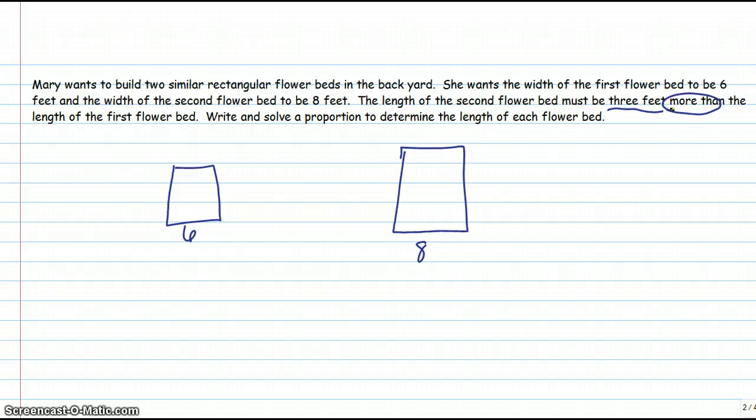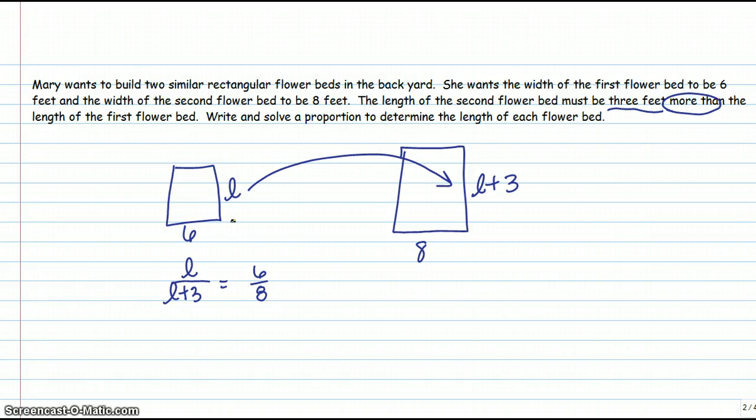Write and solve a proportion to determine the length of each flower bed. Well, I don't know the length of the first flower bed, so let's let that be L. But the second flower bed must be 3 feet more than L. So L plus 3. So if I write a proportion, I have length is to length, so length is to L plus 3, as width is to width, or 6 is to 8. So we started with this L, we have to go to L plus 3. We started with this 6, we have to go to 8.